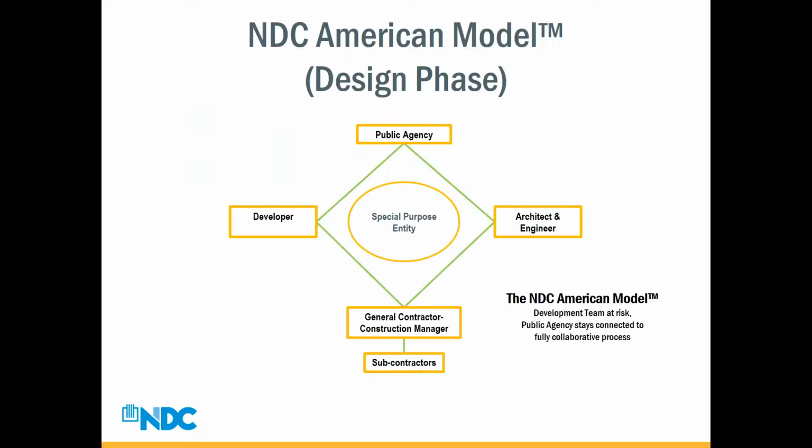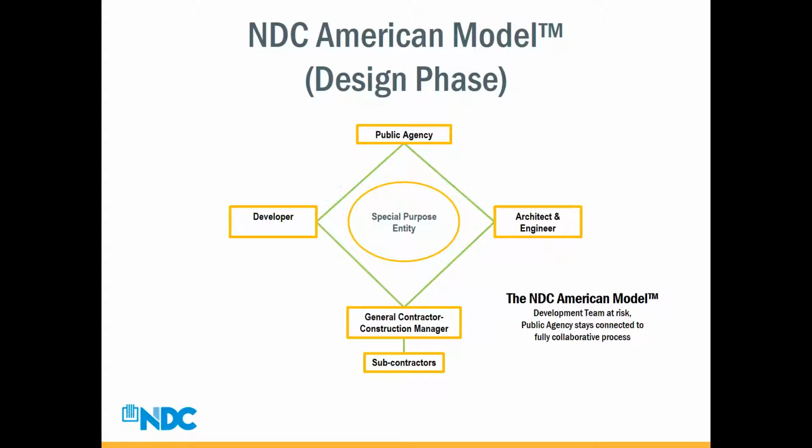So turn to the next slide, and you'll see during the design phase, you can see this chart where the special purpose entity sits in the middle. The public agency, who are the people who want the facility developed, work with the developer, the architect engineer, and the general contractor and construction manager with whatever subcontractors are necessary. The development team is at risk, but the public agency stays fully connected to the collaborative process.